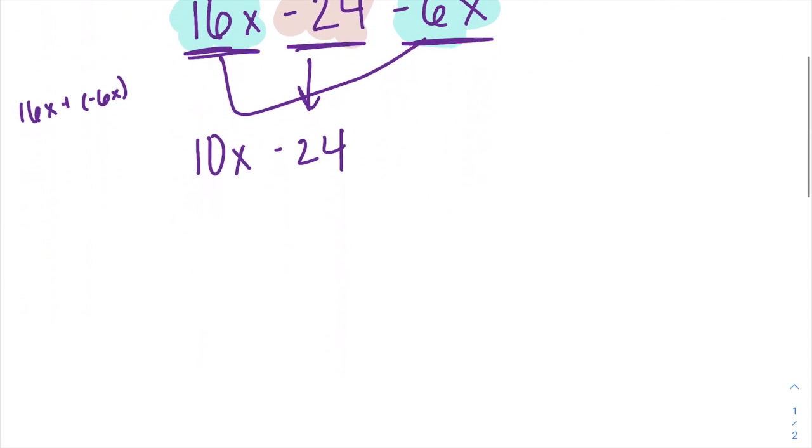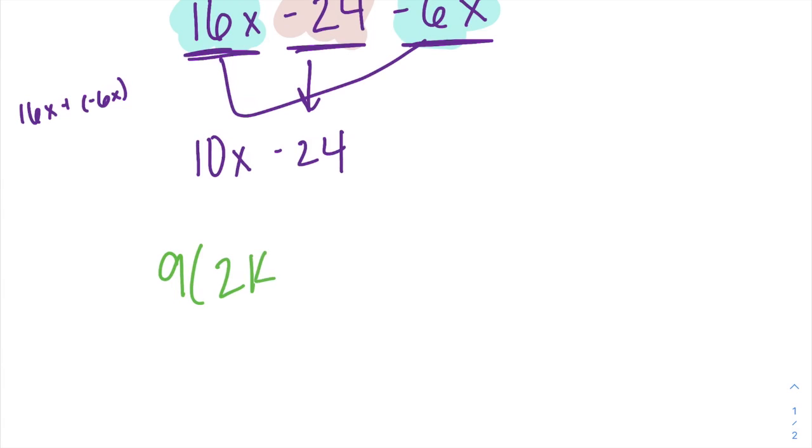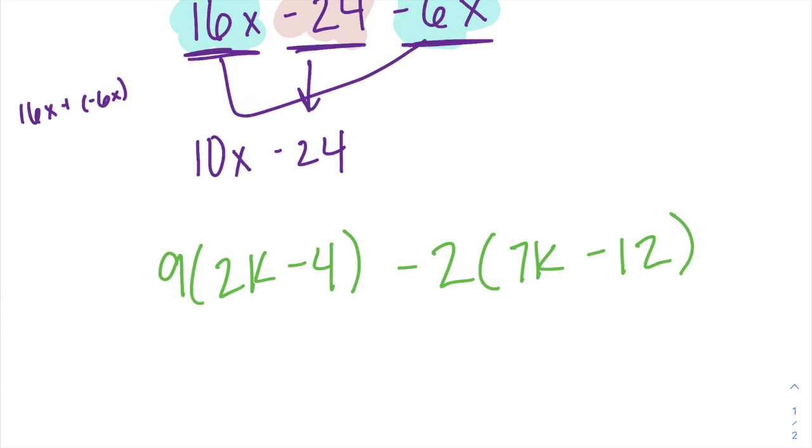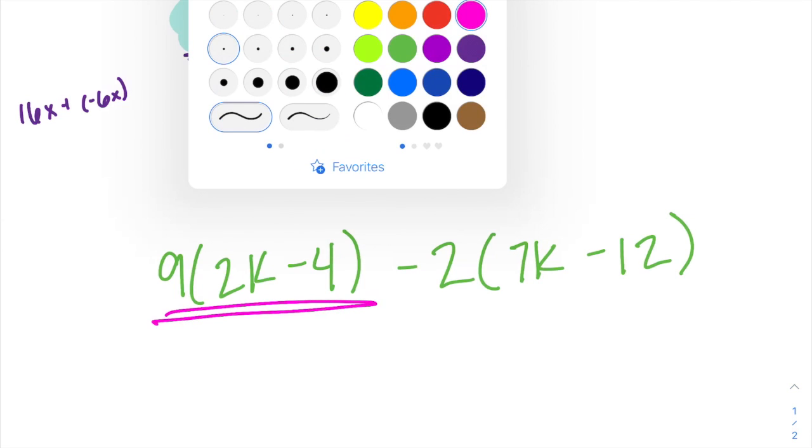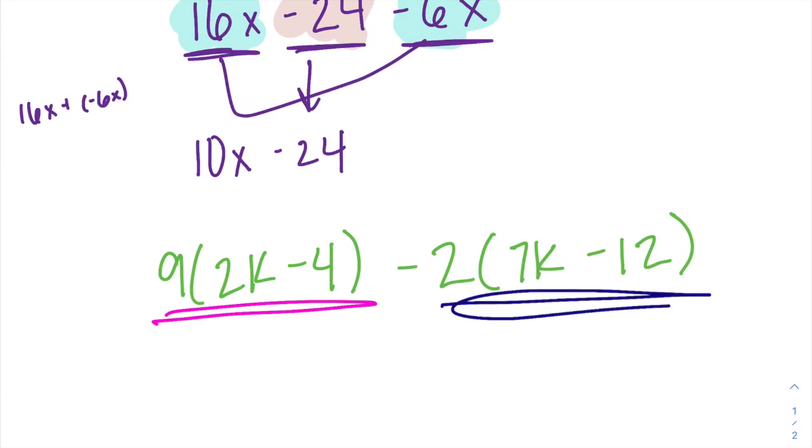Let's do another example. Let's continue this since this really hasn't told us too much yet. Another example, I have 9 times (2k minus 4) minus 2 times (7k minus 12). Let's start by distributing in this very first part. So there's two instances in which we're going to have to distribute. We have the pink part and we have the part that's underlined by blue. I have two instances where I have sets of parentheses and a number outside of those parentheses.